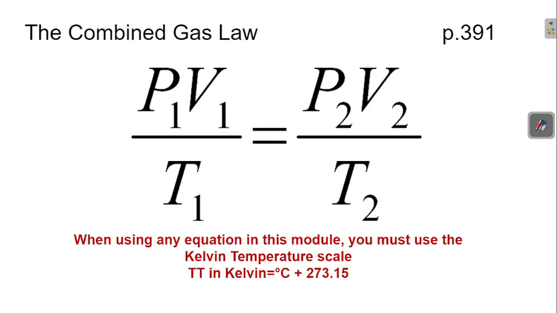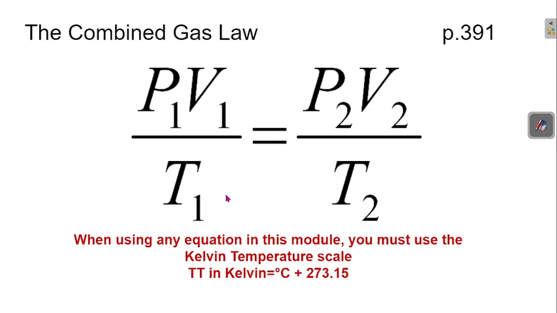When using any equation in this module, you must use the Kelvin temperature scale. And the temperature in Kelvin, remember, if they give you the Celsius, you're going to have to convert it into Kelvin. Temperature in Kelvin is the Celsius plus 273.15. That's what we're going to be using for this module.